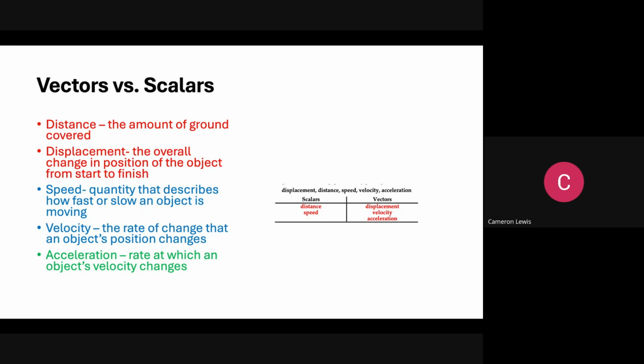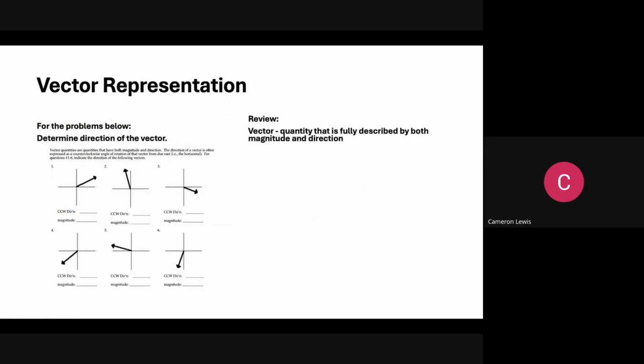That gets us to where we can start diving into understanding vectors individually. Now that we know this, let's just play around and look at vector representation. So a vector is a quantity that's fully described by its magnitude and direction, right?